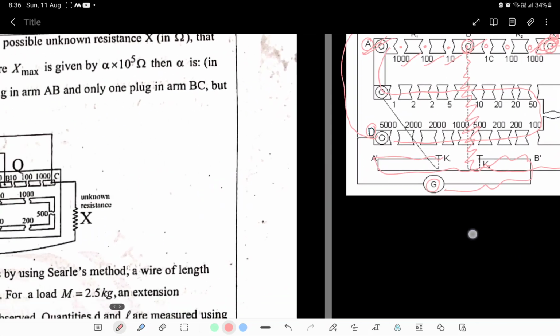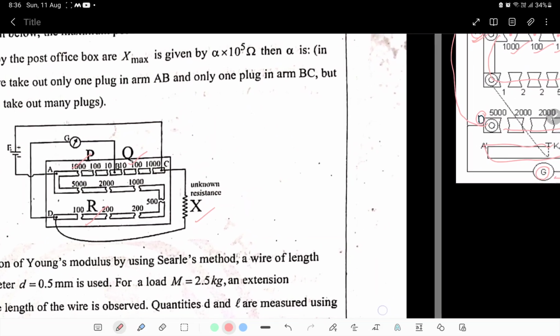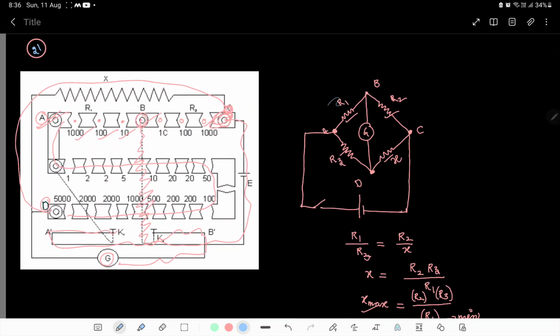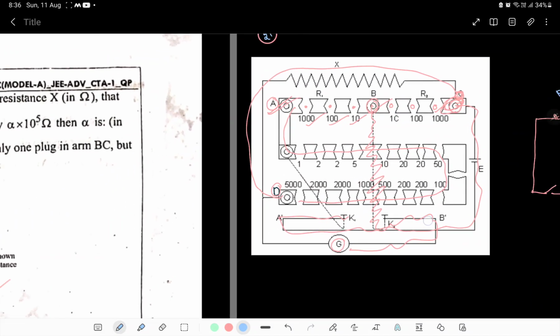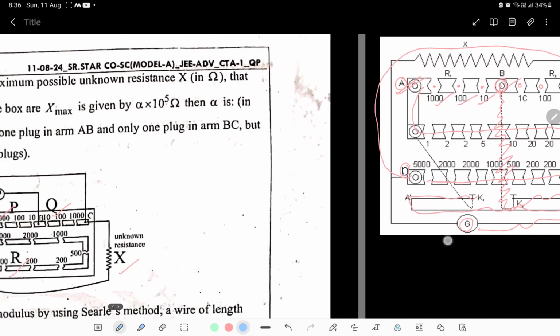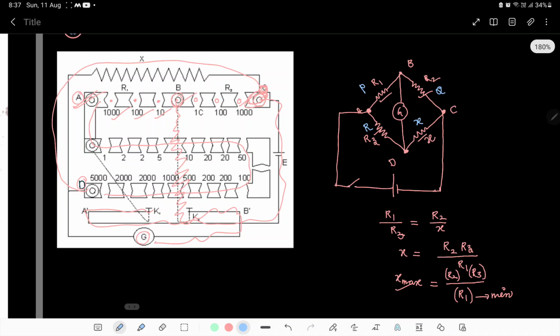Now look at the diagram. This is P, this is Q, this is R and this is X. Between A and B we have P. Between B and C I have Q, and here I have X as usual, and between A and D I have R.